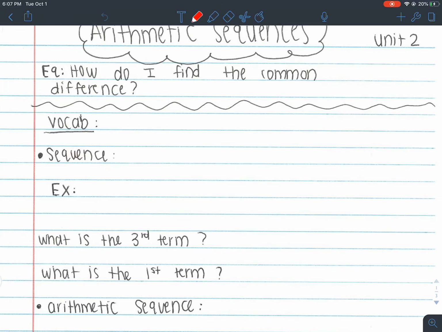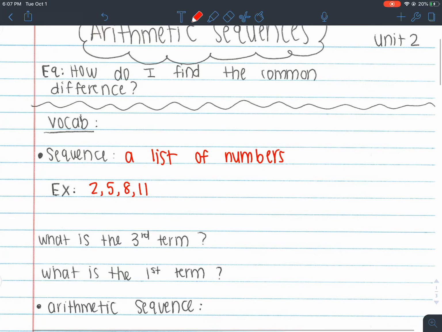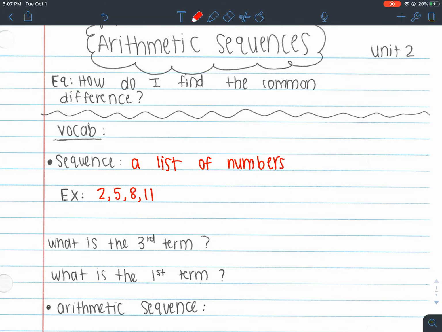So, a sequence is a list of numbers. And lists of numbers are things that you've seen for a very long time. So, here's an example of a list of numbers. Okay, I have a list of numbers here, 2, 5, 8, and 11. Now, let's talk about what terms mean.